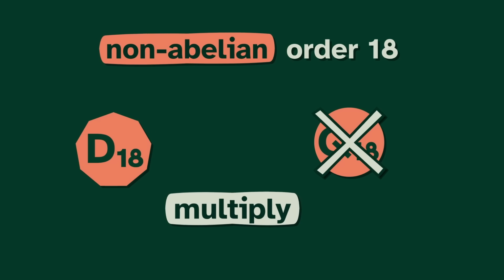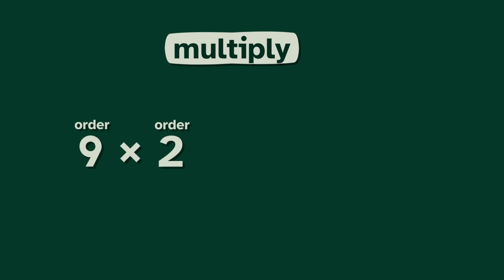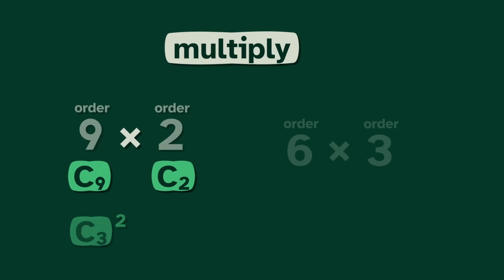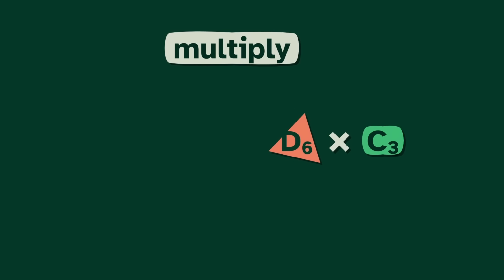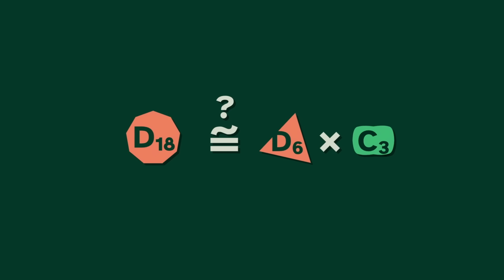What if we multiply smaller groups? Oh yeah, we could multiply an order 9 times 2, or a 6 times 3. The groups of order 9 and 2 won't work though. They're all Abelian, so any product would also be Abelian. But with 6 times 3, we could do D6 times C3. Yes, that is a new group. Although we should check to see if it's actually different from D18. Let's count the orders of the elements.